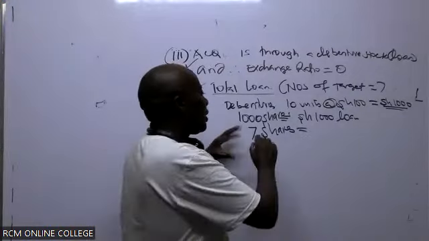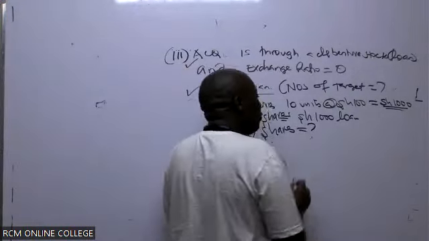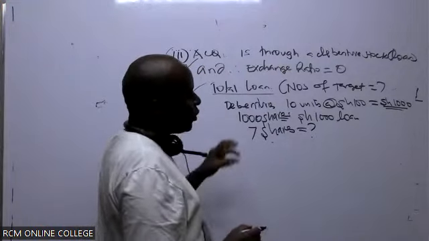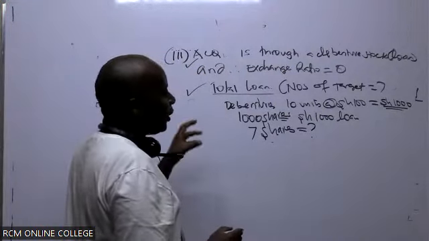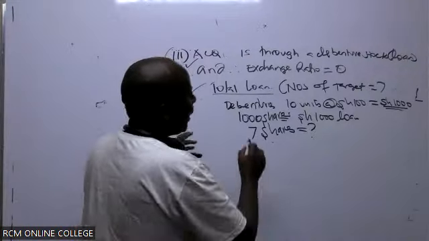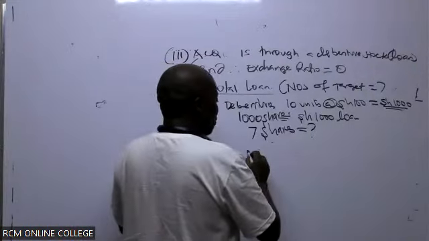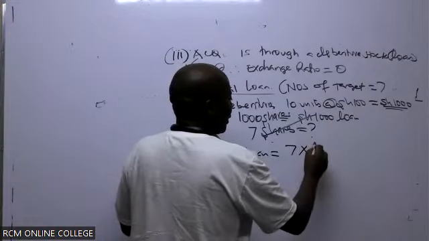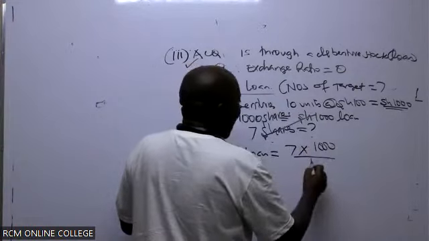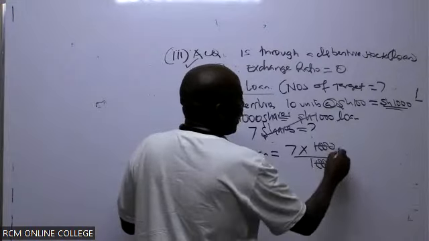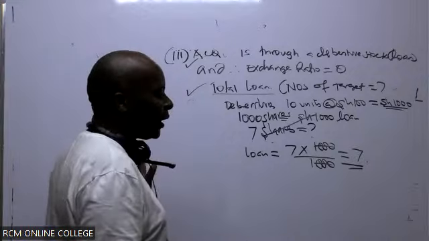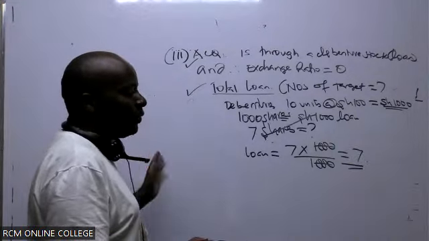So for 7 shares, what amount of loan are we going to give these guys? If every 1,000 shares we're giving them shillings 1,000, what about 7 shares? So go ahead and cross multiply. Our loan to be given will be 7 times 1,000 divided by 1,000, which gives me a loan of just 7 bob. Leave it like that.